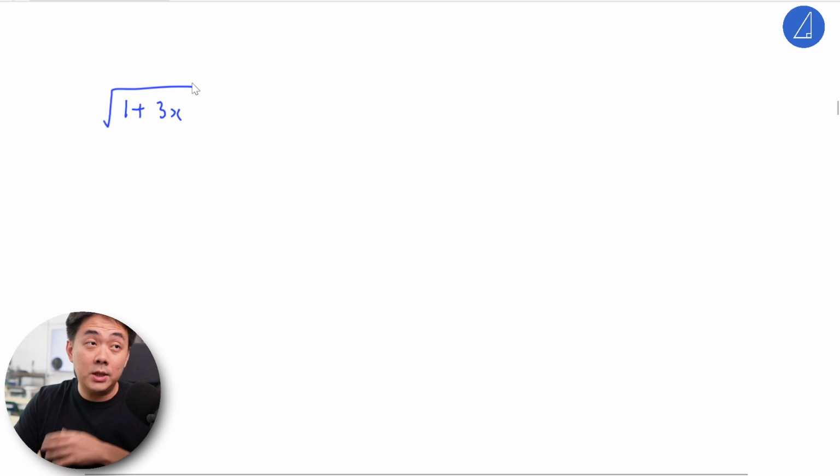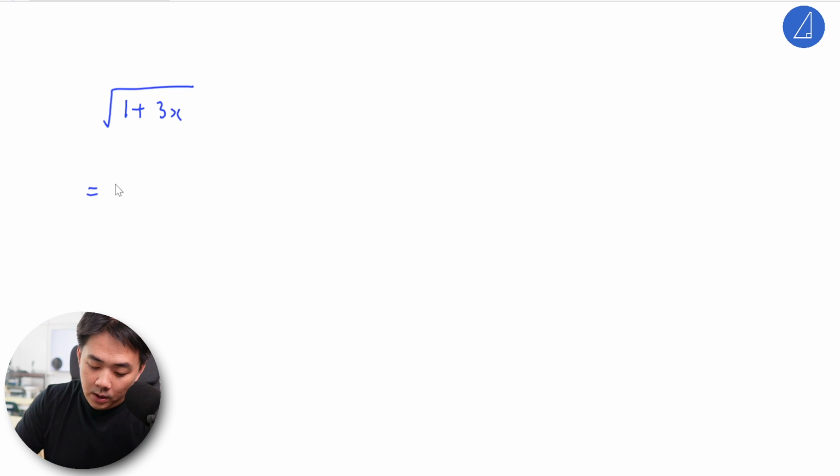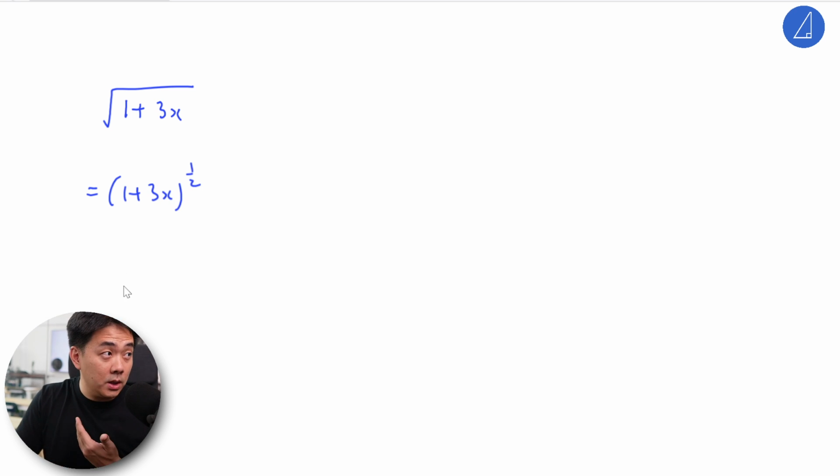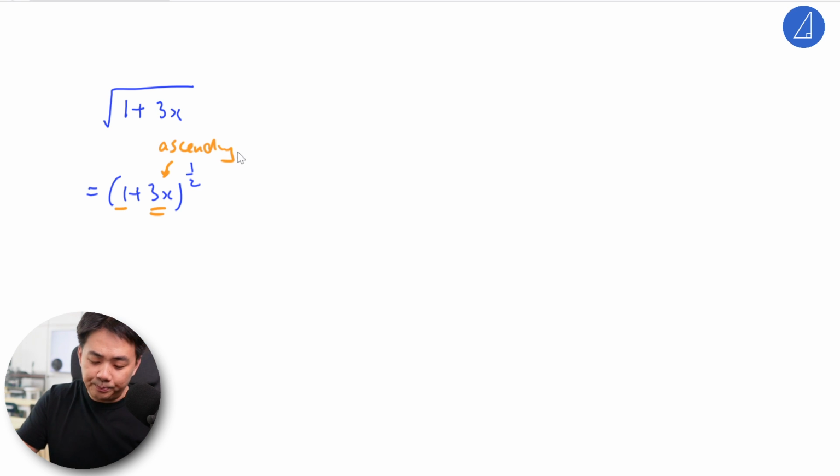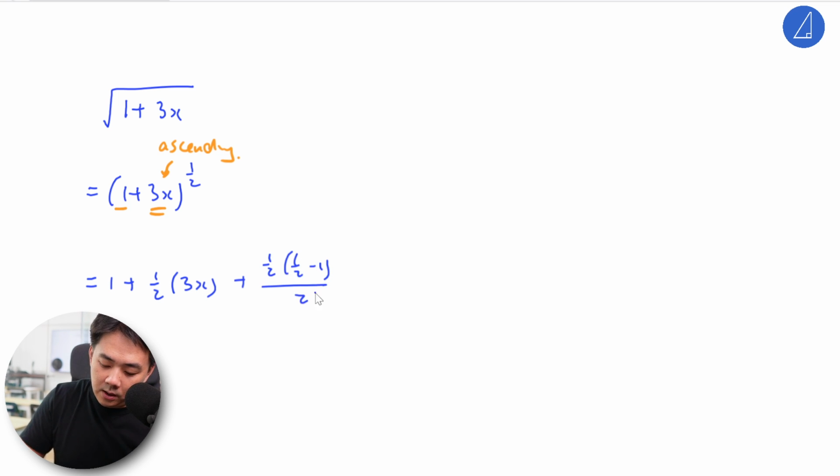So I'll show you. Say we have something like 1 plus 3x, to the power half. If you say I want this to be ascending power, what do I do? I just directly apply the power series here, because power series by default will give ascending power. So this will be 1 plus half 3x plus half times half minus 1 over 2 factorial, 3x squared. This is ascending power.